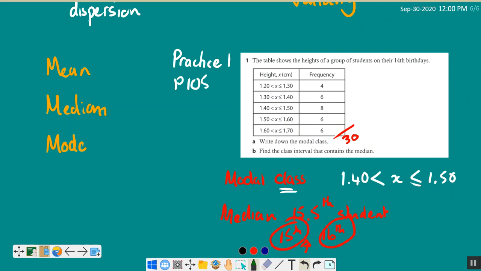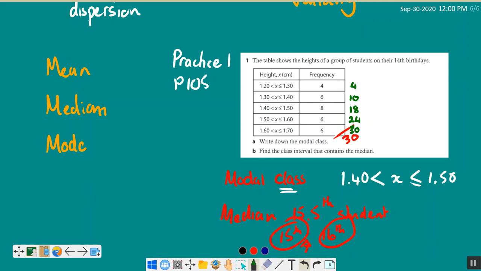So group 1 has 4 students, group 2 has 6. How many have we got in total? 10, then we've got 18, then we've got 24, and then we've got 30.